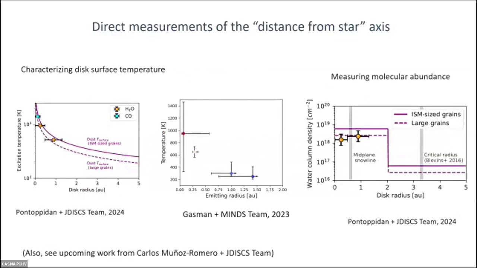On the left, you can see two examples where the researchers have measured the temperature versus distance from the star. And then we can compare that to models to see if we have the right idea about how this happens in other systems. On the right, you can see we can also measure molecular abundances and then try to plot those as a distance from the star axis. So we can really kind of directly make the extrasolar version of our solar system story.